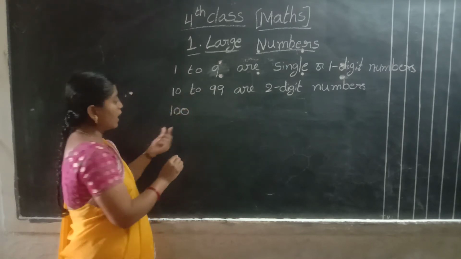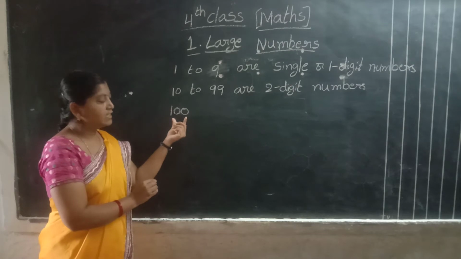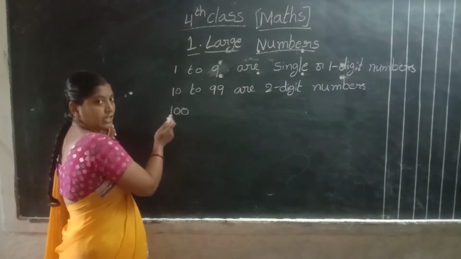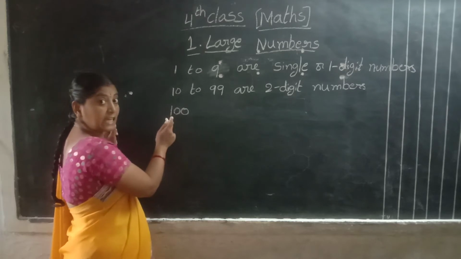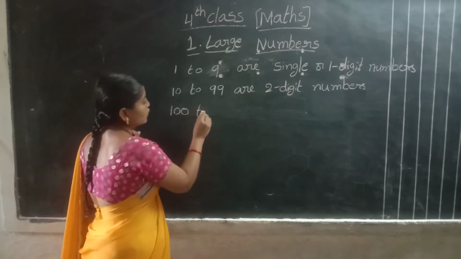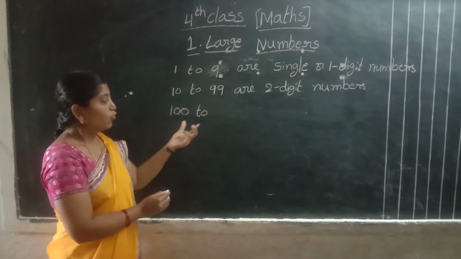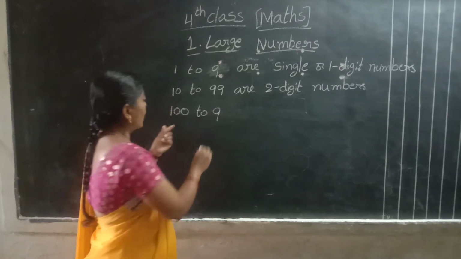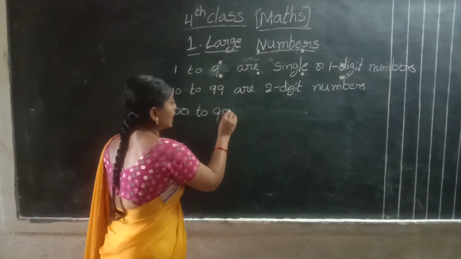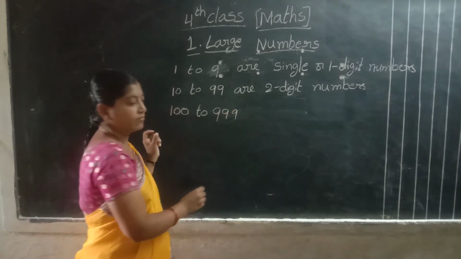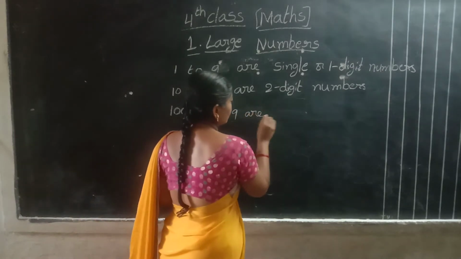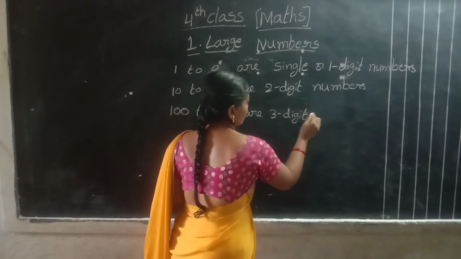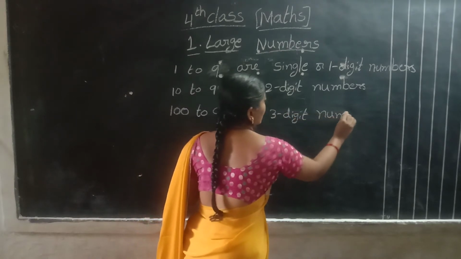Next, after 99 what comes? 100. But 100 is how many digit number? Count, children. 1, 2, 3. So this is a 3 digit number. So 3 digit numbers are from 100 to 999. Clear, children?